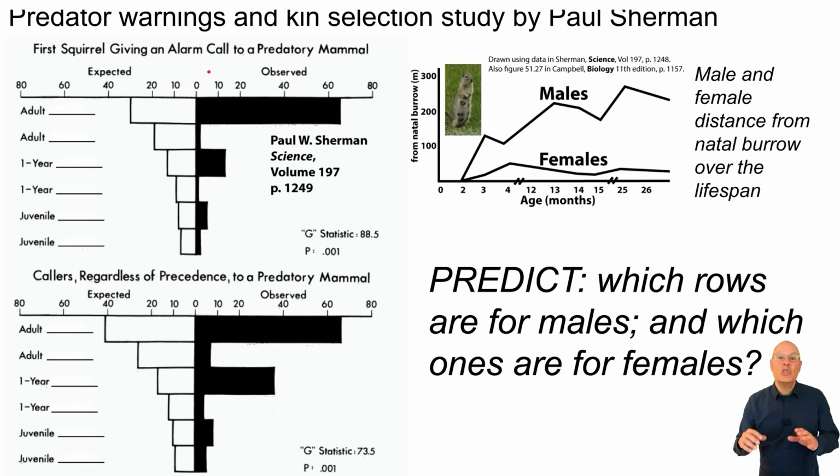The top graph shows the first squirrel to give the alarm call, and the second shows all callers regardless of precedence. In other words, it might have been the first call, the second call, the third call, and these were calls to a predatory mammal, so to a ground predator. On the right side, it shows what Sherman actually observed in terms of who was giving the call. And what I'd like you to do is to predict which rows are for males and which rows are for females. And I'd like you to inform your prediction by this graph over here, and also what you've learned so far about kin selection and inclusive fitness. Make a prediction, and then I'll show you what the answer is.